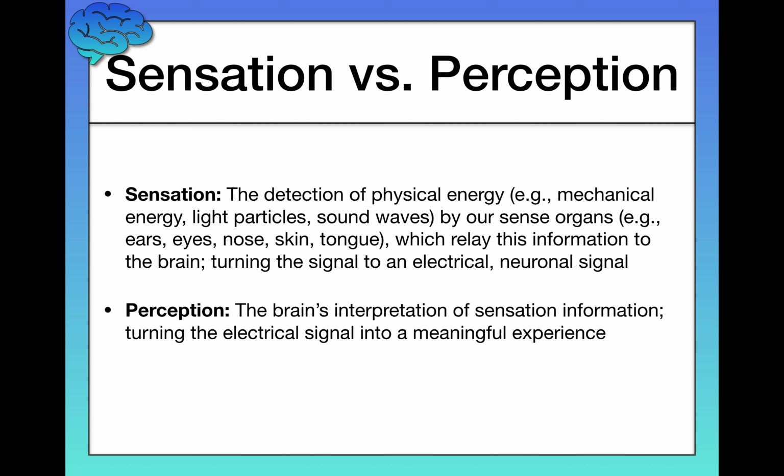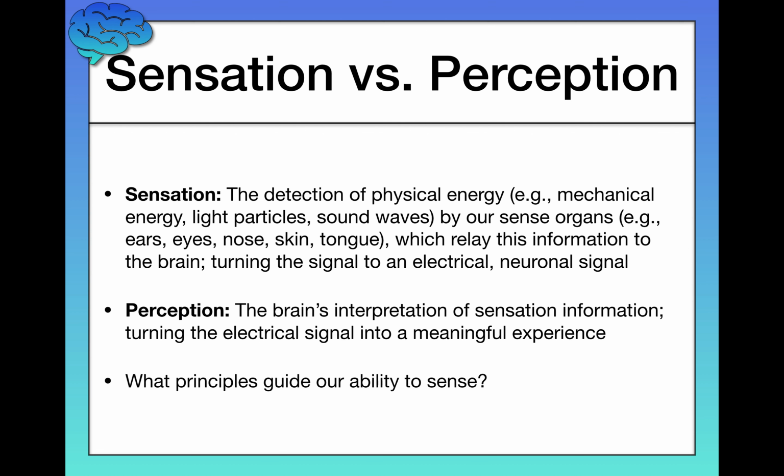Perception is different. Perception is the brain's interpretation of sensation information. So this is the process of turning that electrical signal into a meaningful experience. As we'll learn about later when we get to vision, just to foreshadow a little bit, the way we sense sight is not the way you experience sight. The way you sense the light particles from the outside world is very different. In fact, all of the images you get from the outside world when you open your eyes and see are upside down. And then it's your brain's job in the perception process to turn that image right side up. So the brain turns that relatively useless stuff into that meaningful experience.